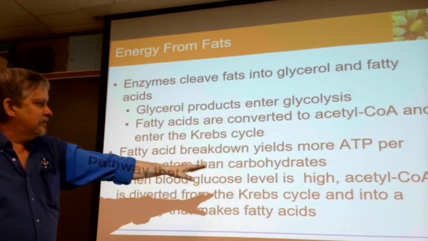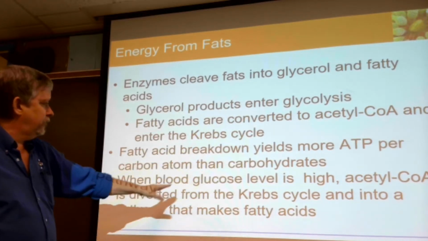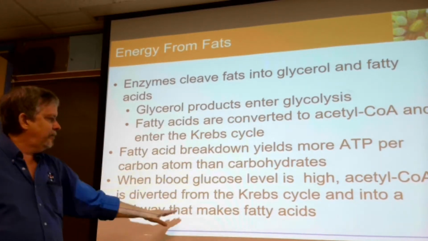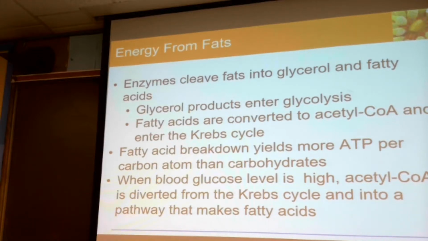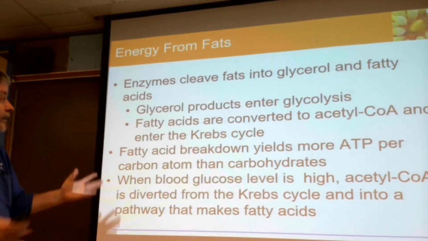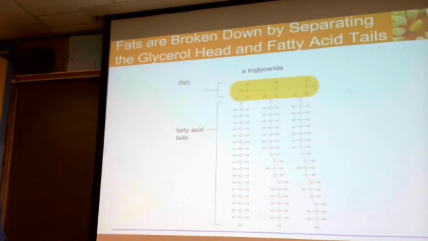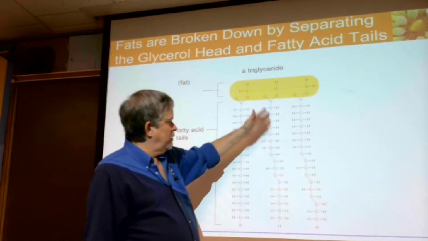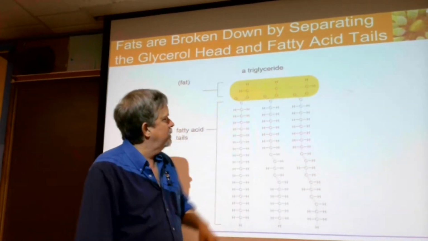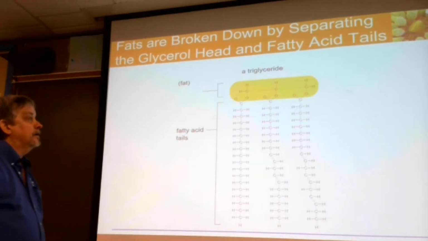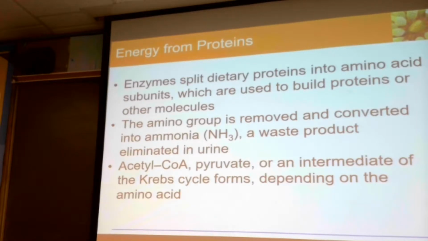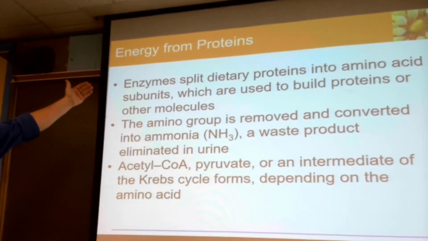When blood glucose level is high, acetyl-CoA is diverted from the Krebs cycle and into a pathway that makes fatty acids. So there you go. Too much sugar is a bad thing. You'll form fat. Not enough sugar, you're going to break down fat and so it'll enter glycolysis and acetyl-CoA formation. So there's a triglyceride. There's that glycerol head. Here's the three fatty acid tails. Remember there's double bonds there. So this is not a saturated fat. That's an unsaturated fat.